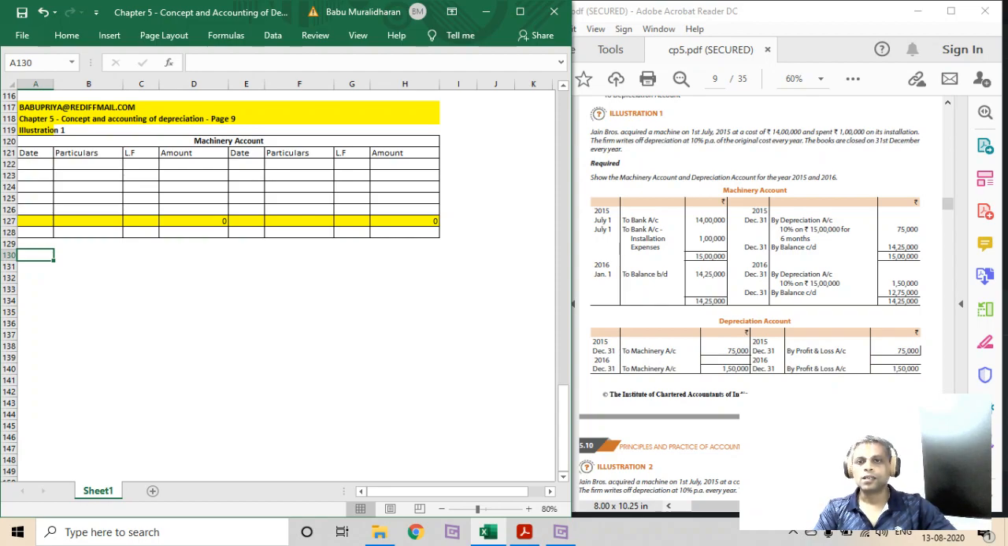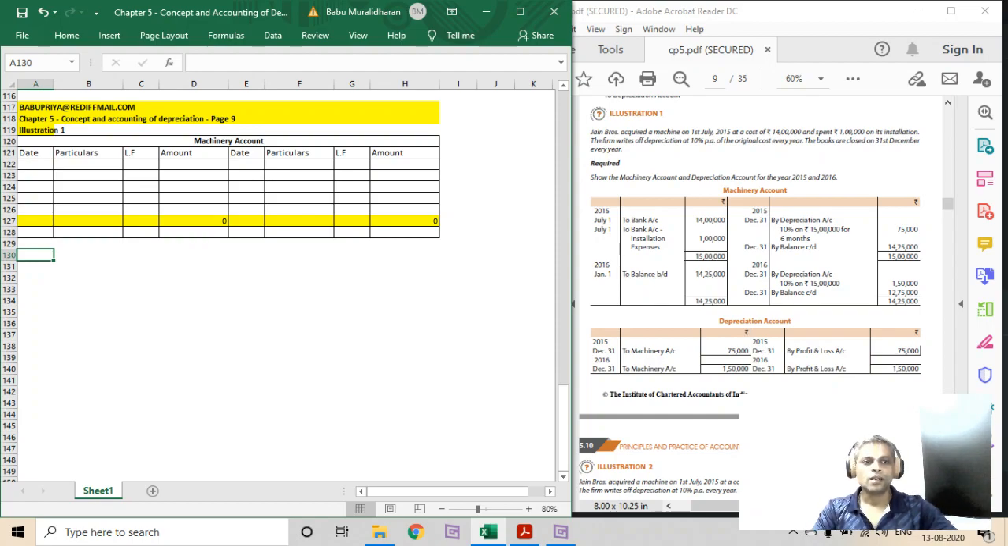Jain Brothers acquired a machine on 1st July 2015. As we have been discussing, the dates in accounting parlance are of significance. Students have to be sure on the dates here. So, acquired a machine on 1st July 2015 at a cost of rupees 14 lakhs and spent rupees 1 lakh on its installation. The firm writes off depreciation at the rate of 10% per annum of the original cost every year. The books are closed on 31st December.